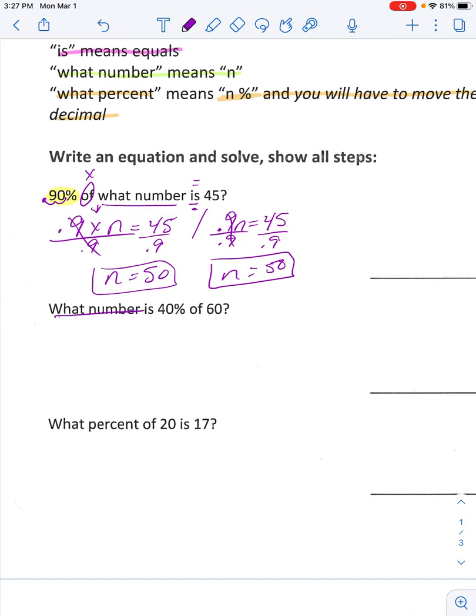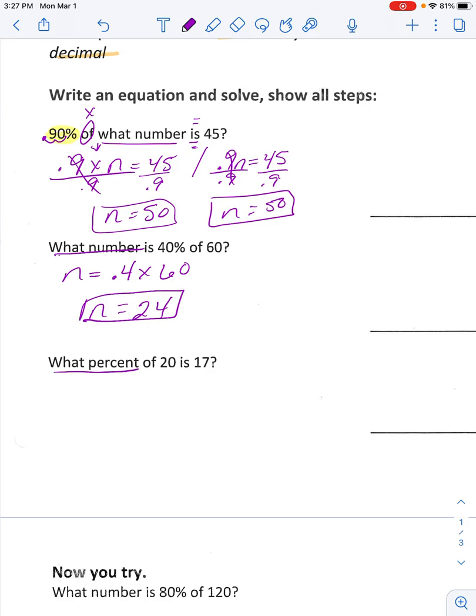It says what number? That's where we're going to throw our variable. Just start using n for number for right now. Is equal 40%. What do we do with percentages? Immediately turn them into a decimal. 40 hundredths is 0.4 or 0.40. Of means multiply, 60. This one, there's really nothing to solve. You just need to do 0.4 times 60, and that gives you 24.